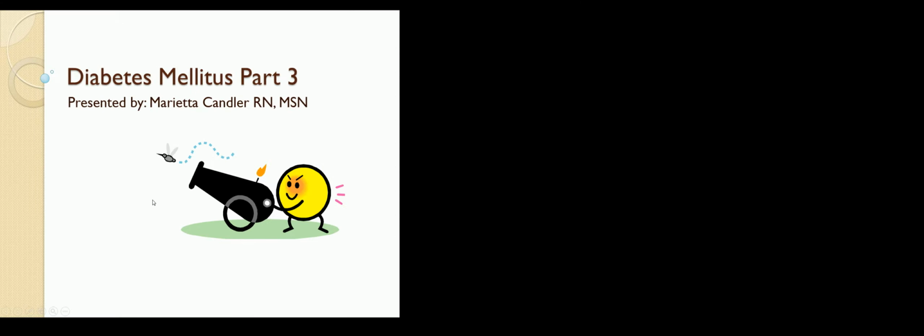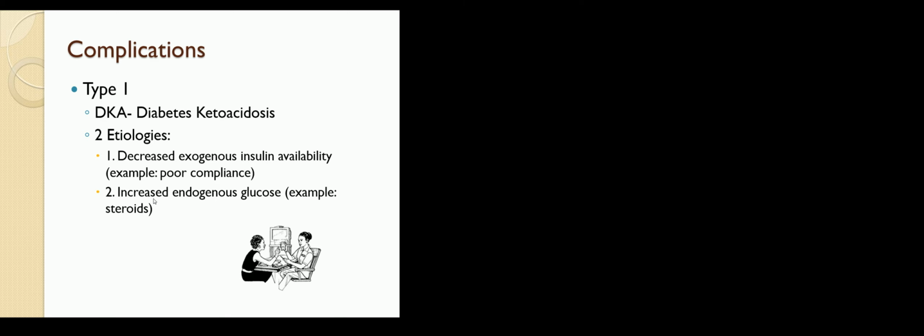mainly, like I said in part 3, the complications and things they need to watch for. So when we're talking about a type 1 diabetic, type 1s are at risk for what we call DKA, diabetic ketoacidosis. You rarely ever see this in type 2. Almost always in type 1. So this is the big complication you have to watch for.